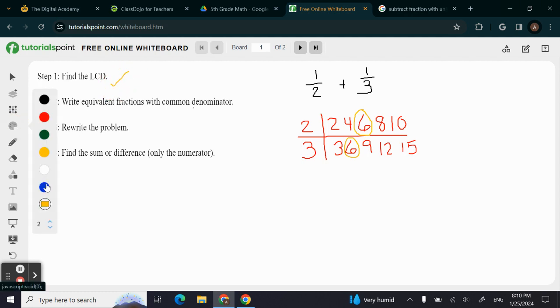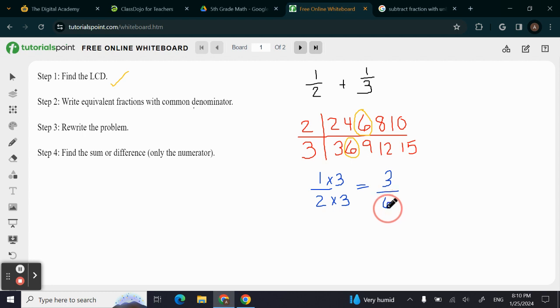Step 2 says write the equivalent fractions with the common denominator. So let's do step 2. 1 over 2. What times 2 is 6? 3. And what we do to our denominator, we have to do to the numerator. So our new equivalent fraction is 3 over 6.